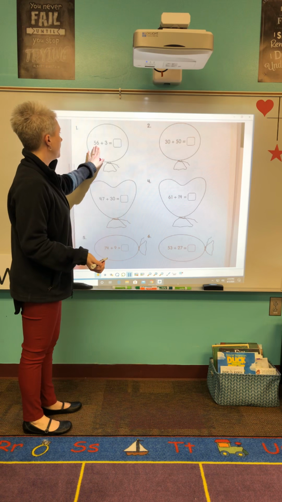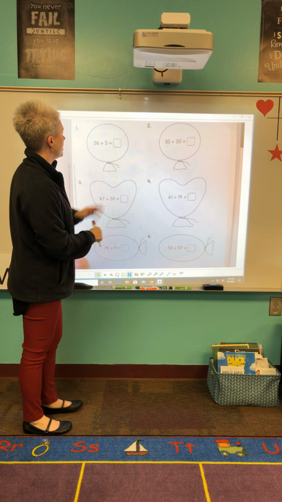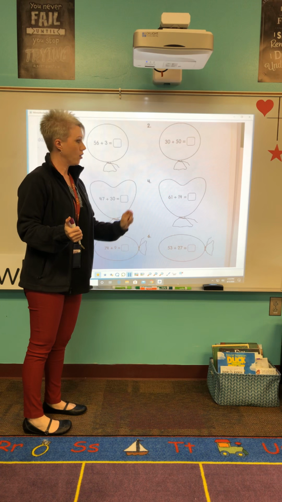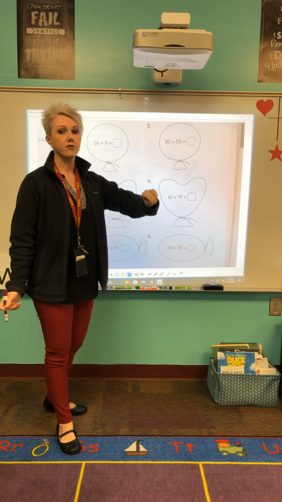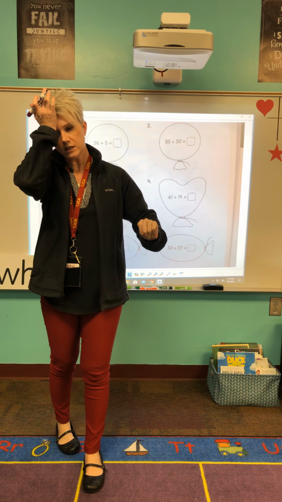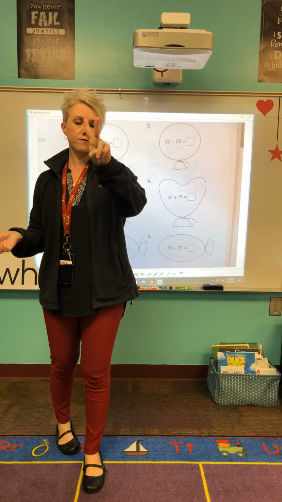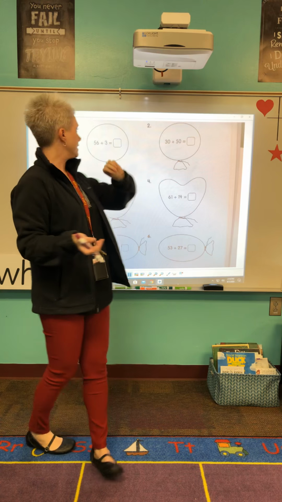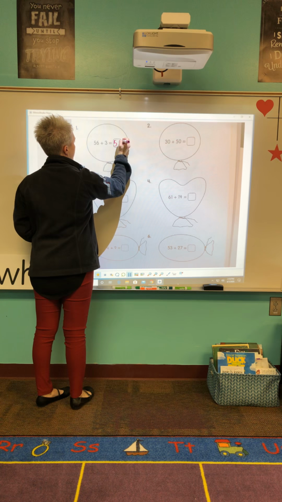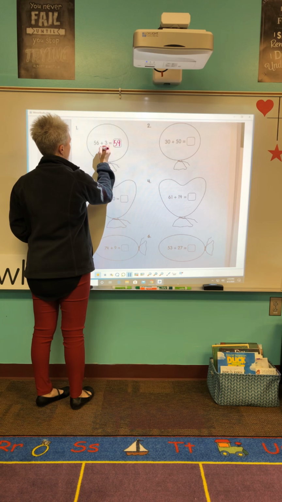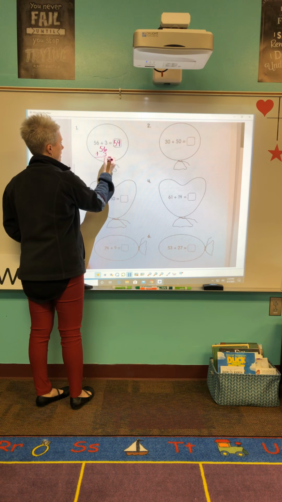Alright? 56 plus 3. You can stack that up, or you can pop 56 into your head and count up 3. Let's do that. 56 in my head, 56, 57, 58, 59. 56 plus 3 is 59. If you want to stack it, you can. 6 plus 3 is 9. 5 plus 0 is 5.